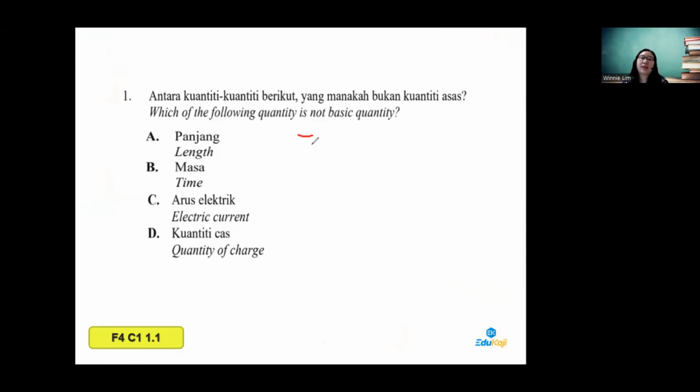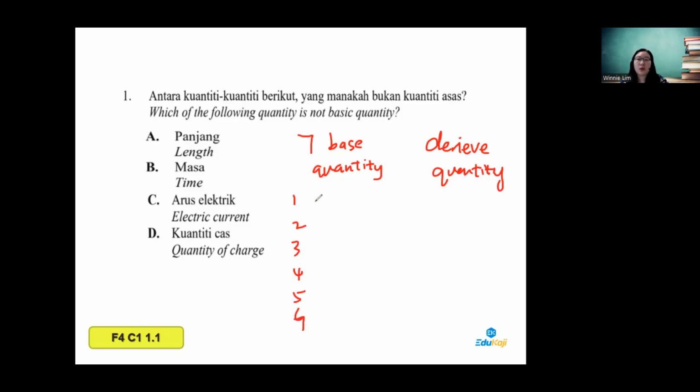As you all know, there are only 7 base quantities, and the rest of those quantities will be derived quantities. So we see what the 7 base quantities are first: length, time, electric current, mass, temperature, amount of substance, and also luminous intensity. If you look at all the options, they want the one that is not.